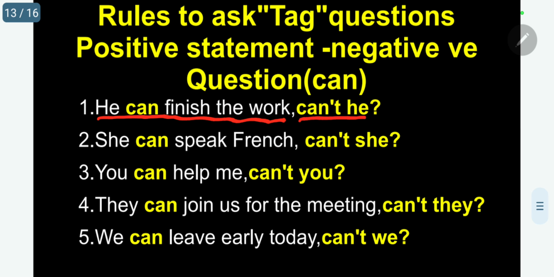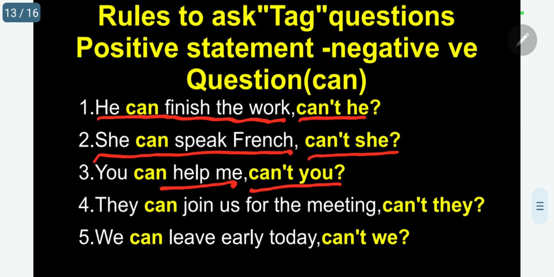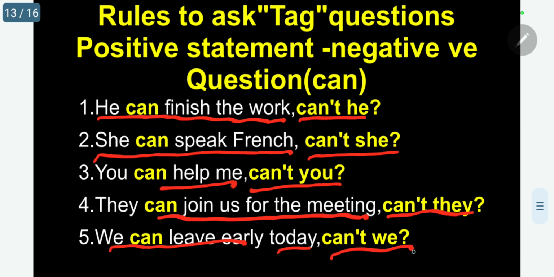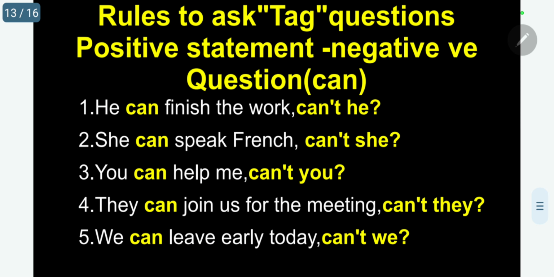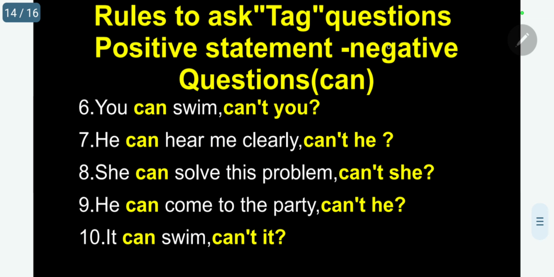Number 2, she can speak French. She can speak French. Can't she? You can help me. Can't you? They can join us for the meeting. Can't they? We can leave early today. Can't we? Kindly follow, in all the cases positive statement, negative tag. Five more examples. You can swim.